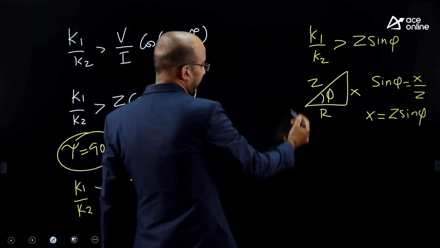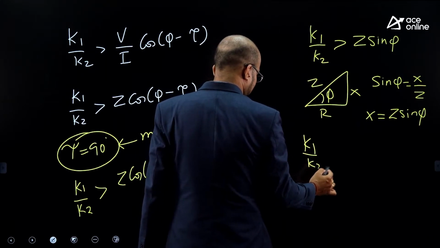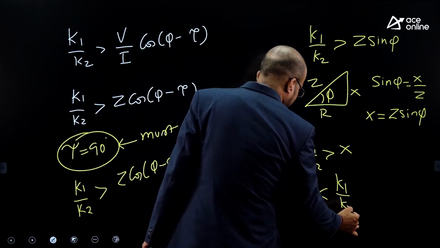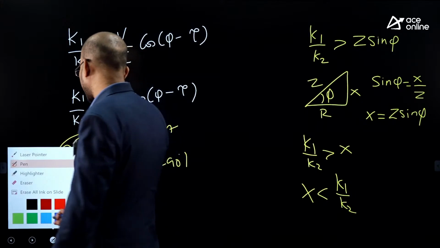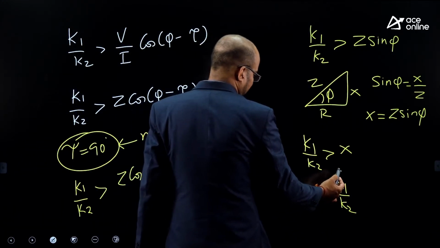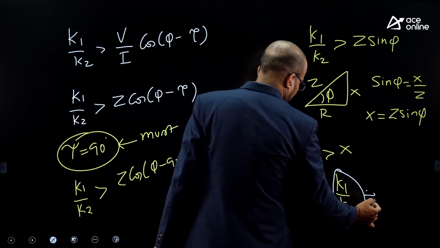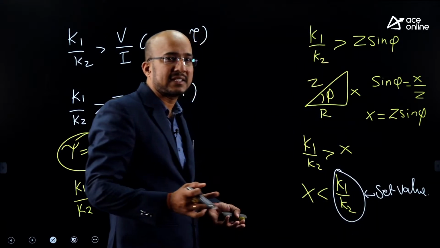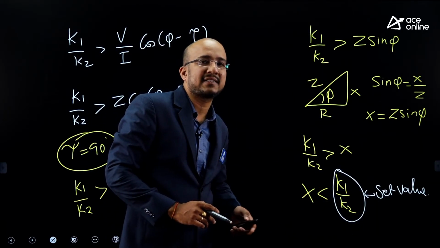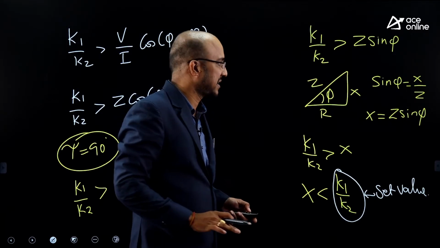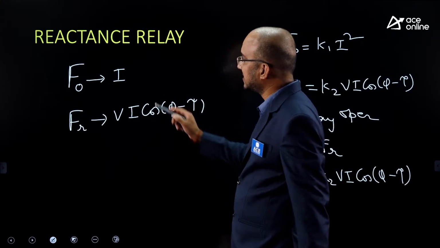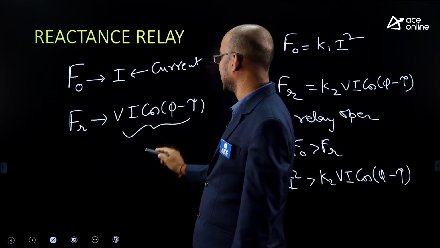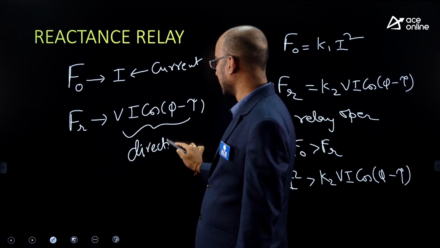From this we can write the equation: K1 by K2 is greater than X, or the relay operates when the reactance observed by the relay is less than its set value. Here K1 by K2 is known as the set value of the relay. So whenever the reactance observed by the relay is less than its set value, the reactance relay is expected to operate. The operating force is due to current, and the restraining force is due to the directional element.